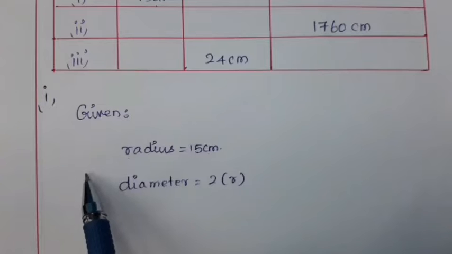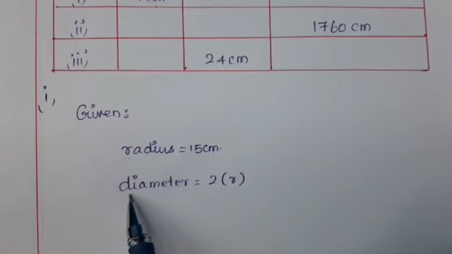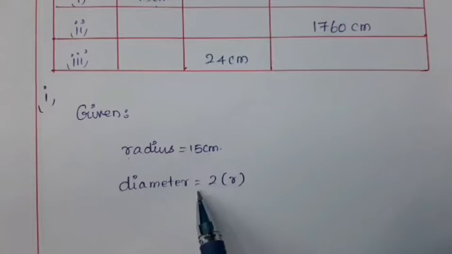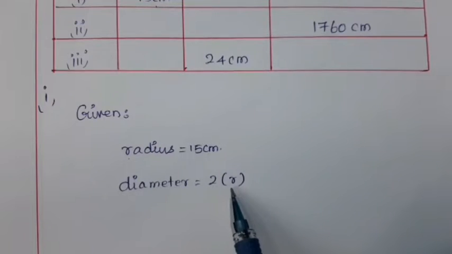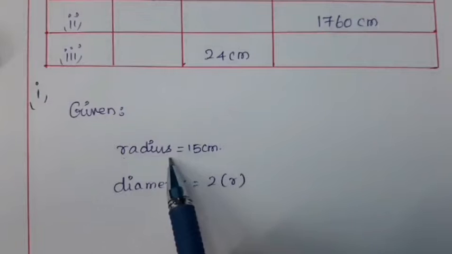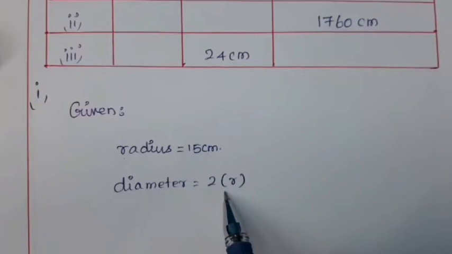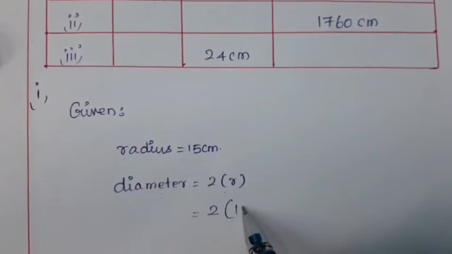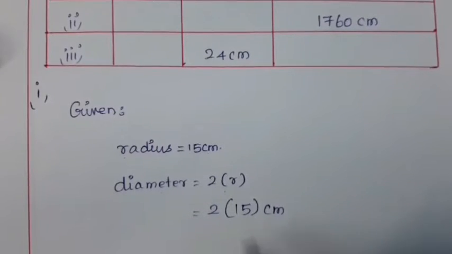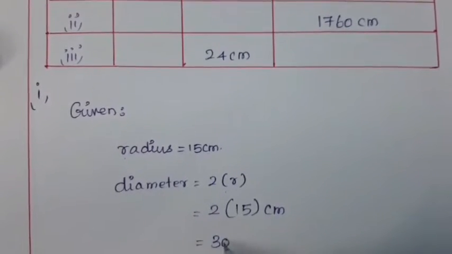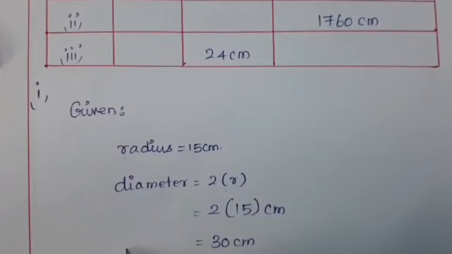At first we are going to find the diameter. We know that the diameter is equal to twice the value of the radius. By using the value of radius in this formula, we can find the value of the diameter. That is 2 into 15 centimeter, which is equal to 30 centimeter, which is the required diameter.